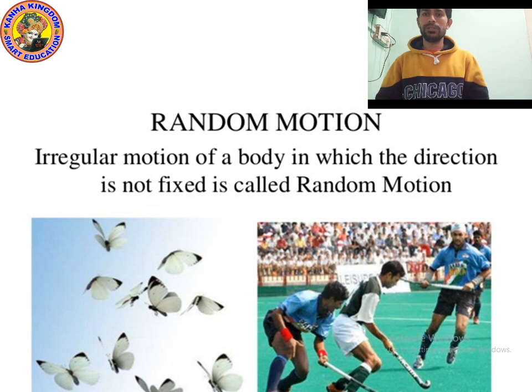So what is random motion? Irregular motion of a body in which the direction is not fixed is called random motion. And we also studied translatory motion and circular motion. I hope you enjoyed. Now let's move on to the next point.